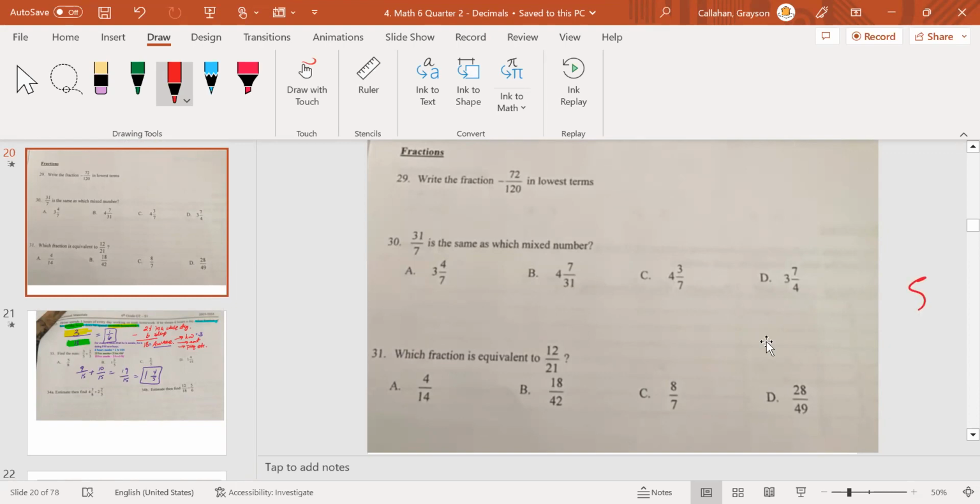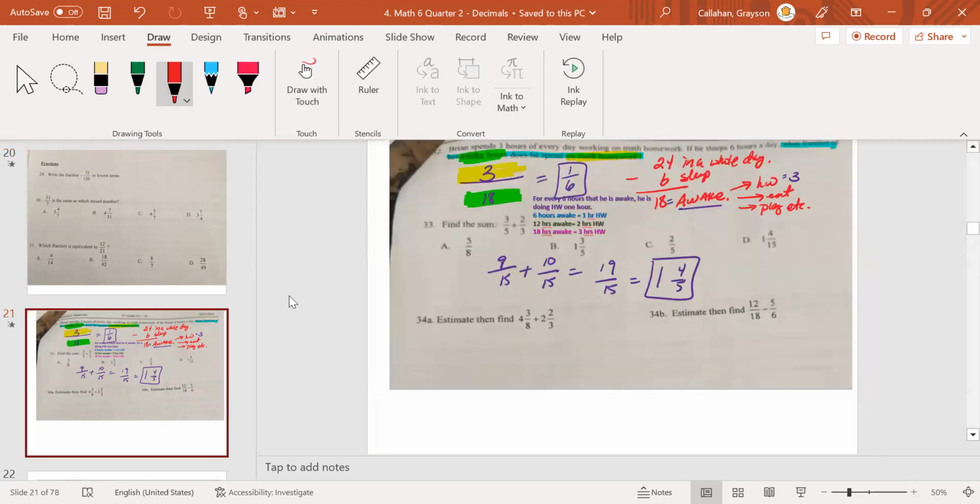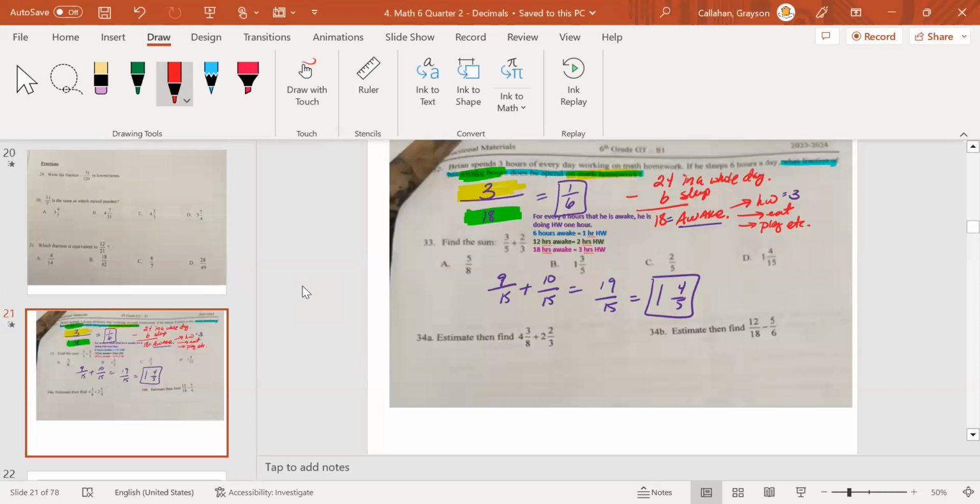So then let's go ahead and go on to number 32 and 33. Okay, so number 32, Brian spends 3 hours of every day working on math homework. If he sleeps 6 hours a day, what fraction of his awake hours does he spend on math homework? So he spends 3 hours every day working on math homework. He sleeps 6 hours a day.